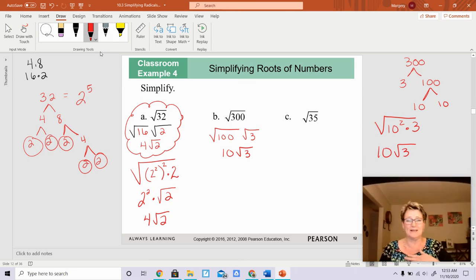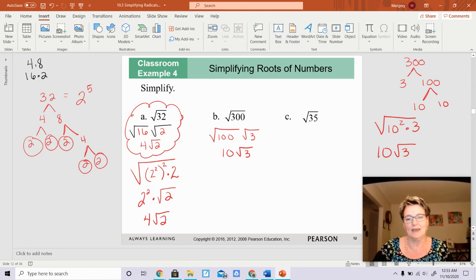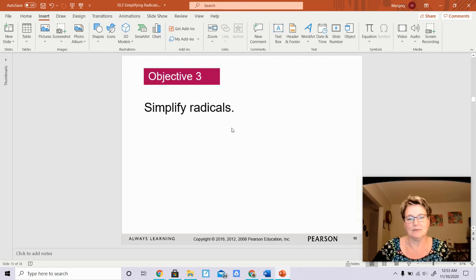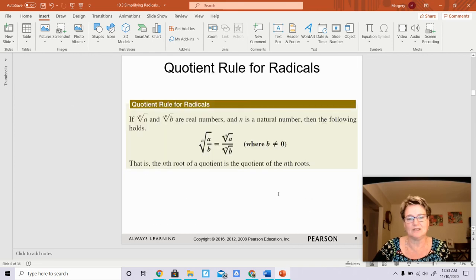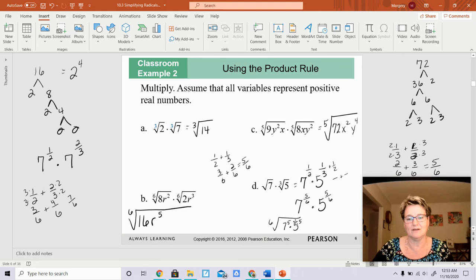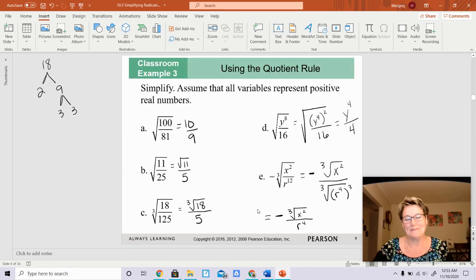I personally wouldn't. And by the way, the square root of 35, there's no perfect square. You can't simplify that one. You would just leave it alone. And by the way, with my crazy numbers, you would just leave this alone. So I'm going to do that. All right.